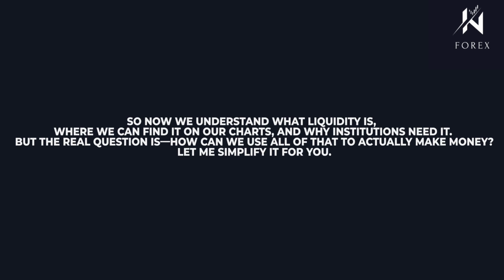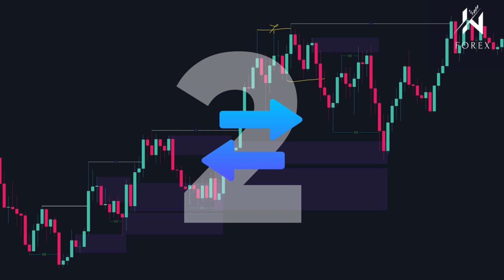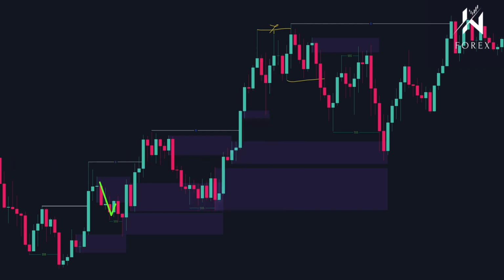If I can simplify it for you, there are two main ways we use liquidity. Looking at the past, we look for where sweeps have already occurred. This helps signal that institutional activity may have taken place there. Anticipating the future, we identify where liquidity is currently available to anticipate whether institutions might enter those same areas again.